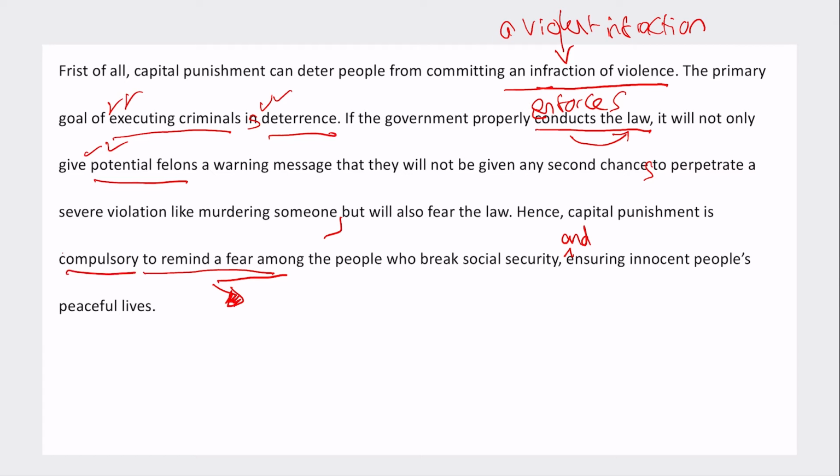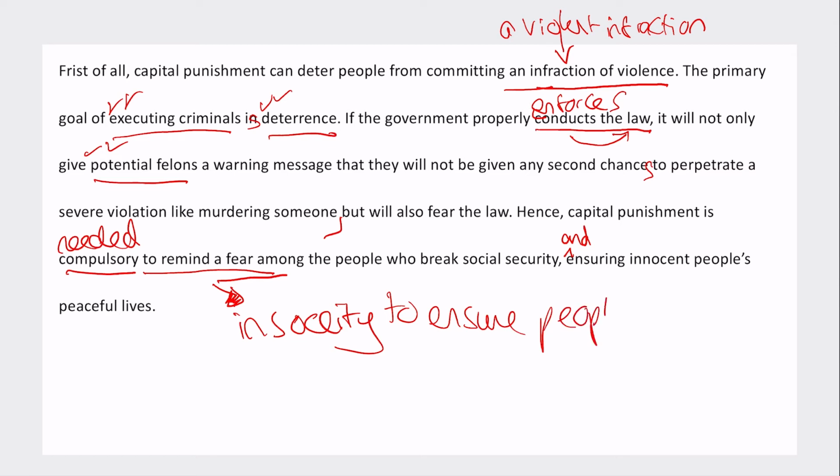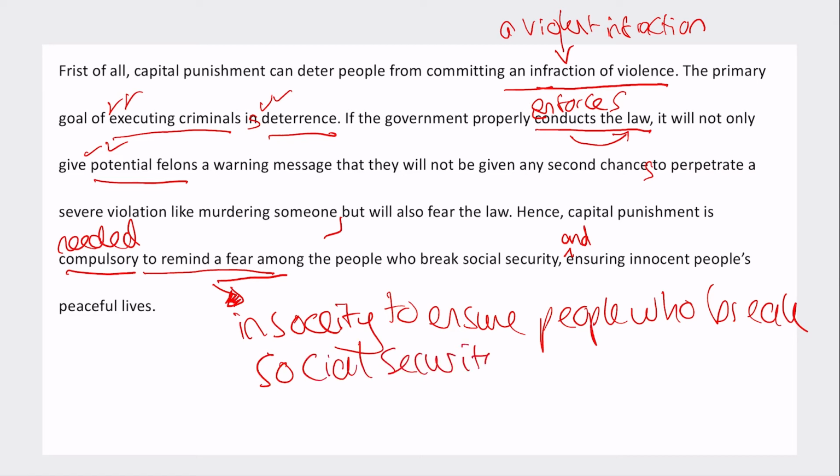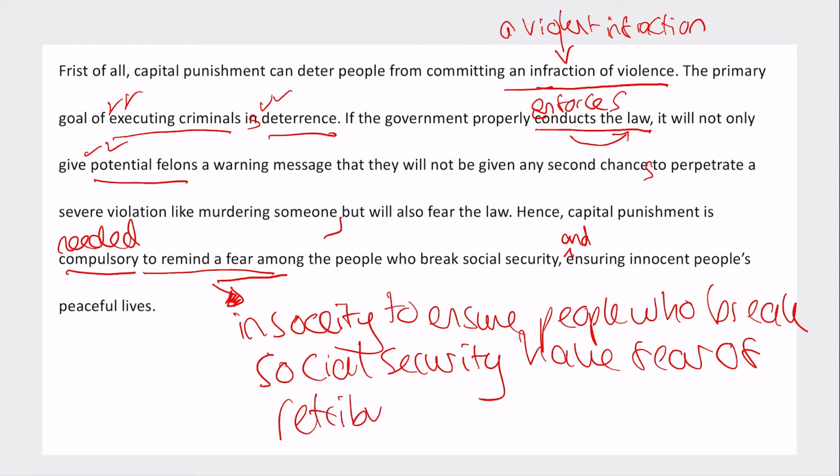I would say also compulsory is needed in society to ensure people who break social security have fear of retribution. Okay, so that would be a much clearer way to phrase it. It's ensuring people who break social security have fear of retribution.